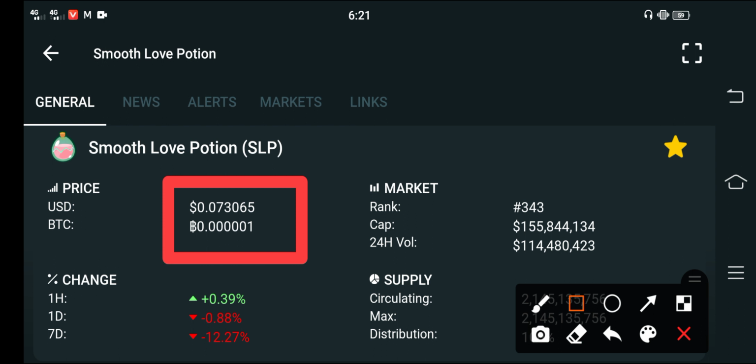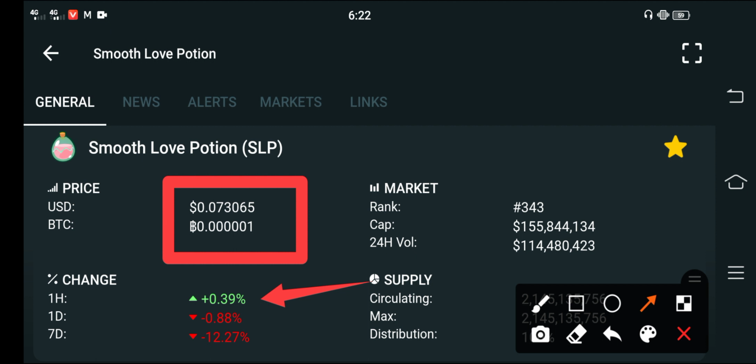Furthermore, on the other side, if you talk about the changes update of SLP, the last 1 hour update is about positive 0.39%. The last 1 day and last 1 week changes in SLP are completely negative. Very badly, the price of SLP will dump.